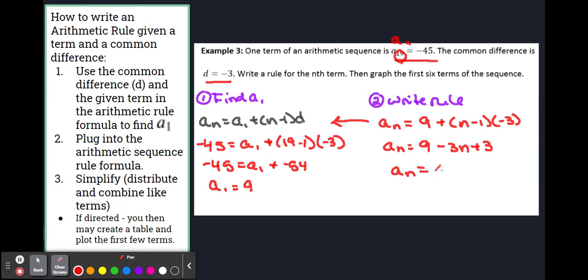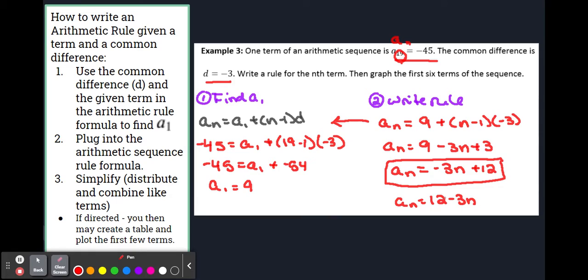And we find A sub n equals -3n plus 12. By the way, and I didn't mention this before, you might see sometimes written the number first. So it might be seen as 12 minus 3n. It doesn't matter the order in which you write it, just as long as you write it in order.